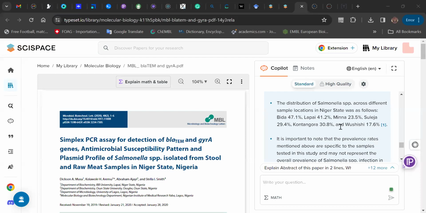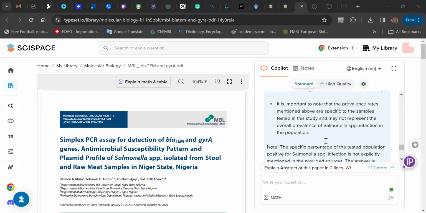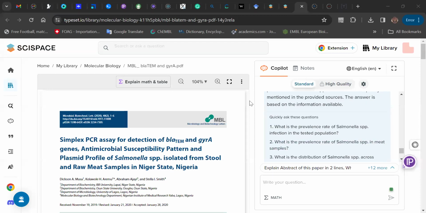The distribution across different locations in Niger State was as follows: Bida 41%, Lapai 41.2%, Mina 23.5%, Suleja 29.4%, Kotangora 30.8%, Wushishi 17.6%. So this gives a beautiful rendition and insight to the paper.